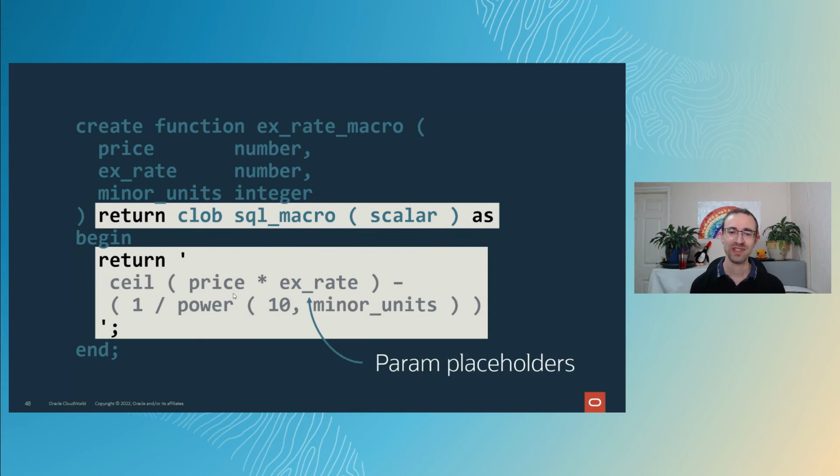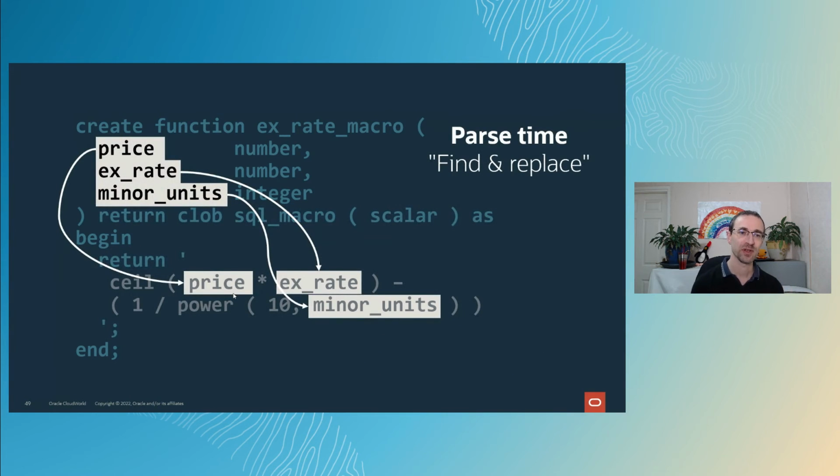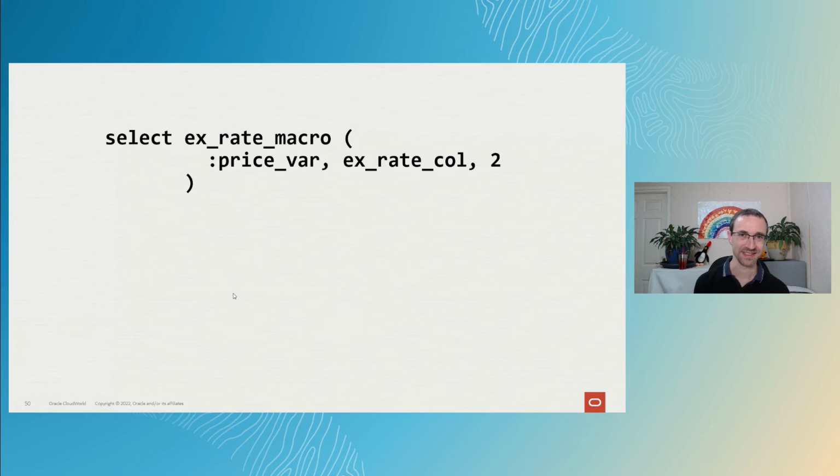Well, the parameter names in this string are effectively placeholders for the actual values we'll pass when we call this. And at pass time, the database resolves those placeholders with the actual text that you passed. So this is a textual find and replace. It doesn't evaluate those values in any way. To see what I mean by this, I think it really helps to look at an example.